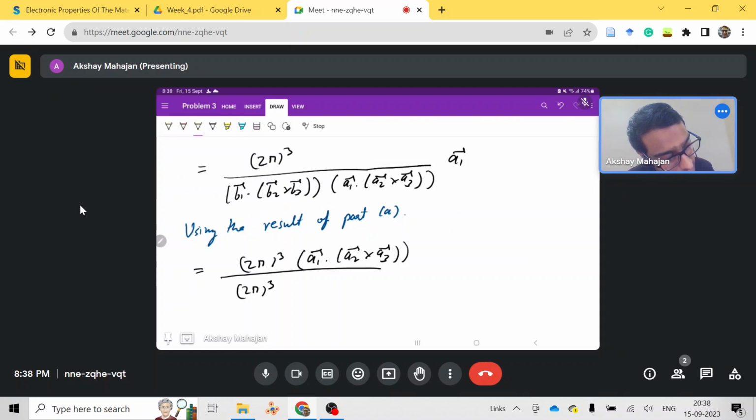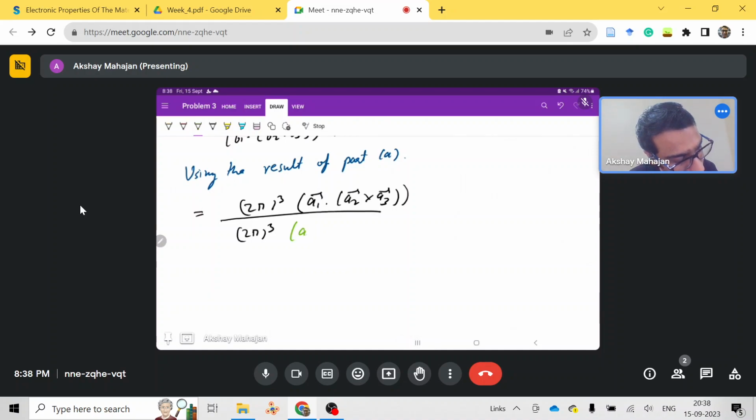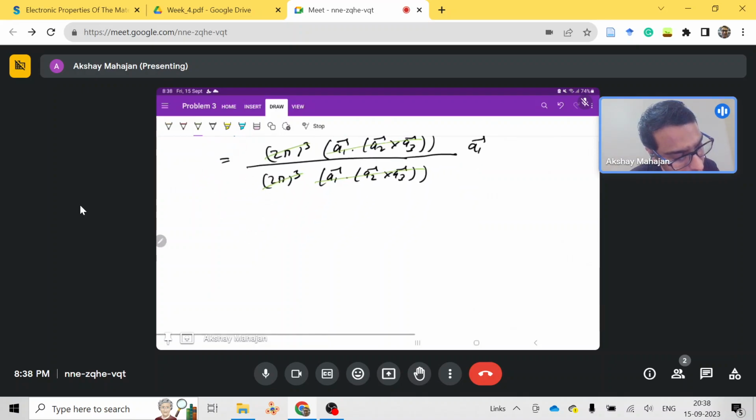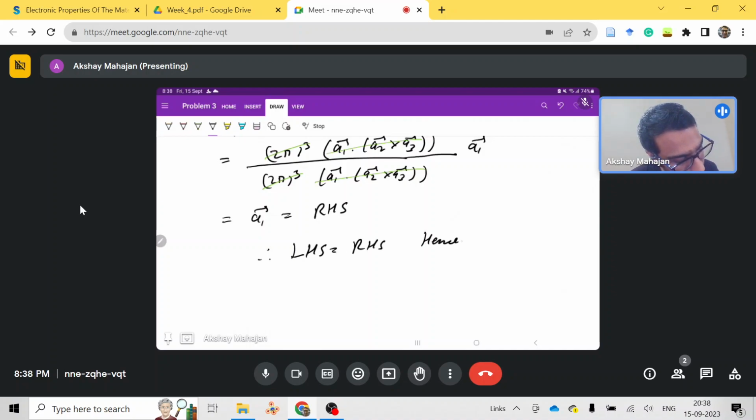Alright, and this will be this a1 vector dot a2 vector cross a3 vector. Okay, so this is what we have, and we have a1 vector. So now the 2 pi cube we cancel out, and what we are getting is just a1 vector, and that is equal to our right hand side. So again we have proved that left hand side is equal to right hand side, and proved.